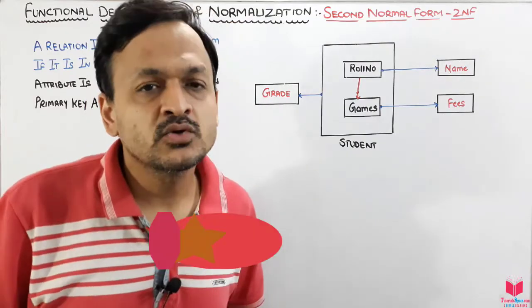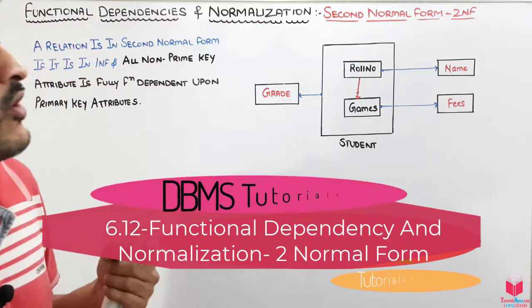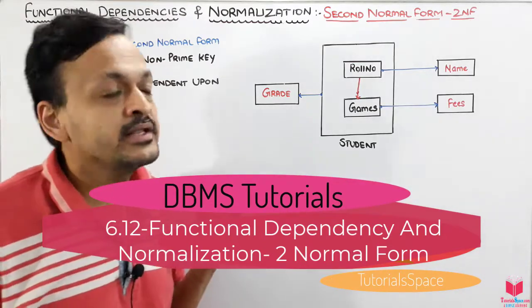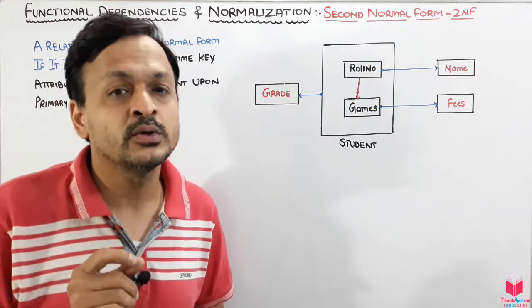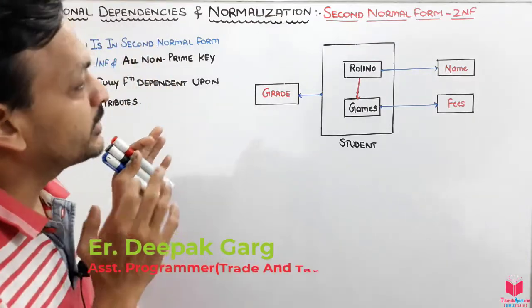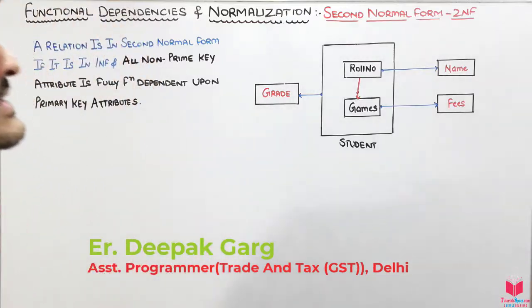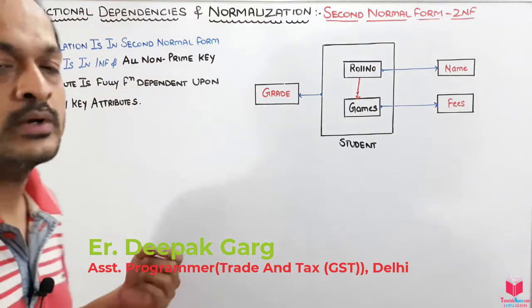Hello guys, today we will discuss the second normal form. I request that before explaining this concept you please watch the fully functional dependency video, because that concept is going to be used here. Okay guys, so let's start with the second normal form, that is also known as 2NF.